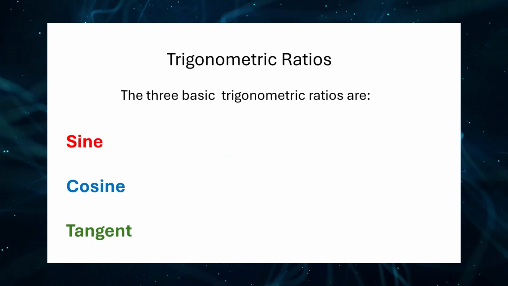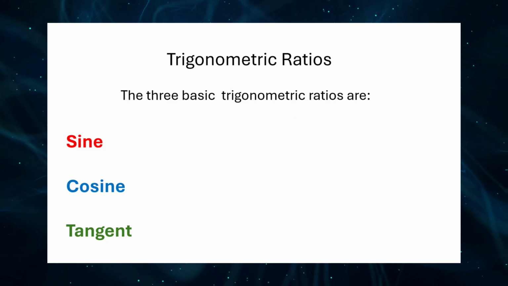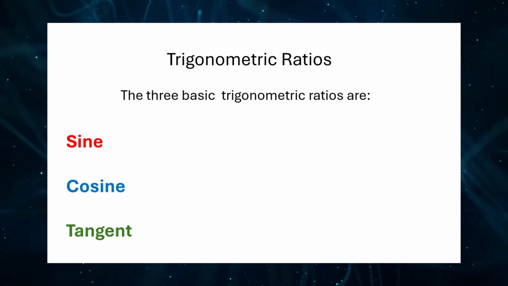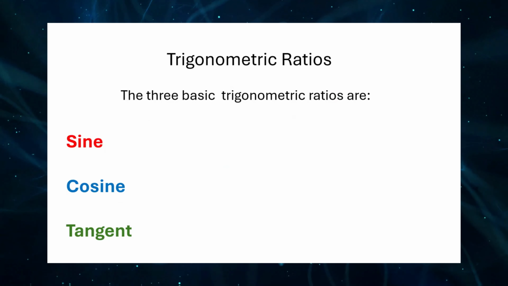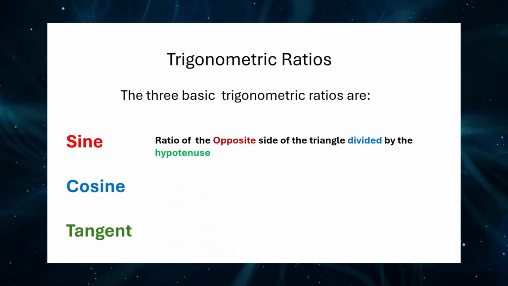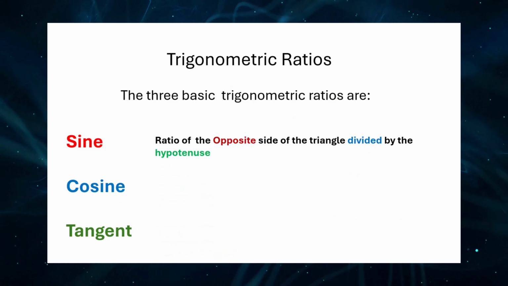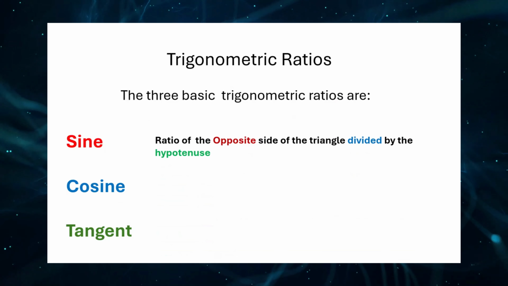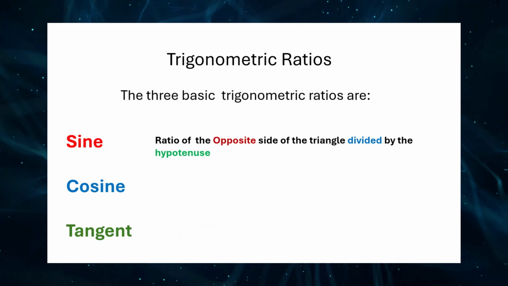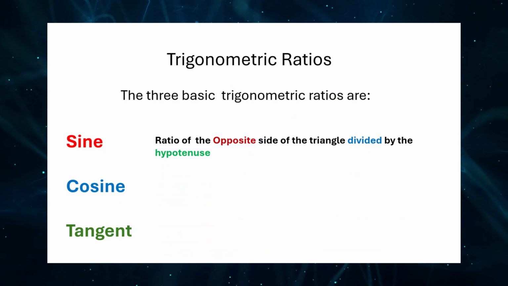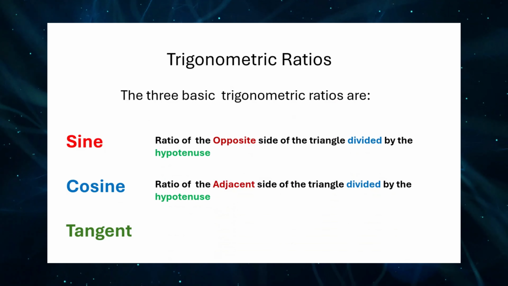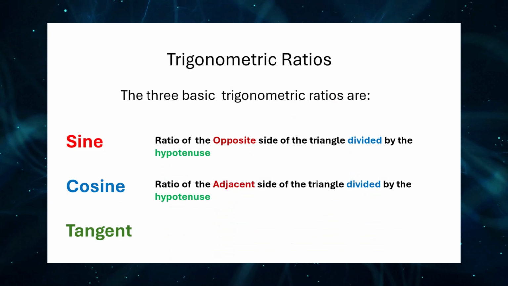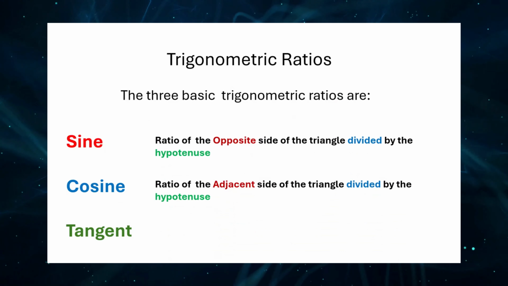Now, what is sine? Remember we talked about how trigonometry looks into the relationship among sides and angles in a triangle. So as we talk about the sine ratio, sine is the opposite side of the triangle divided by the hypotenuse. Cosine, on the other hand, is the ratio of the adjacent side of the triangle divided by the hypotenuse.